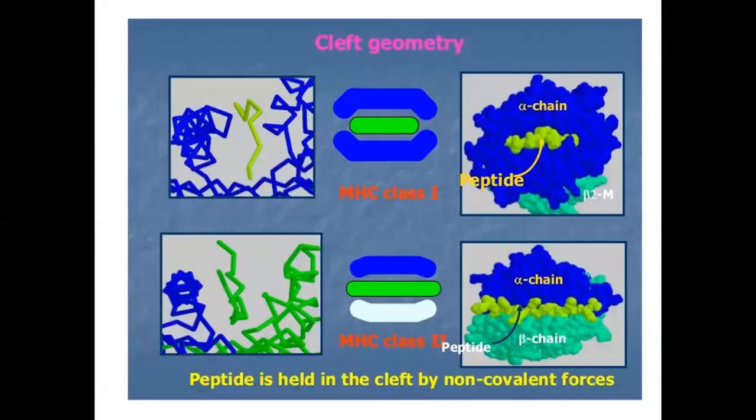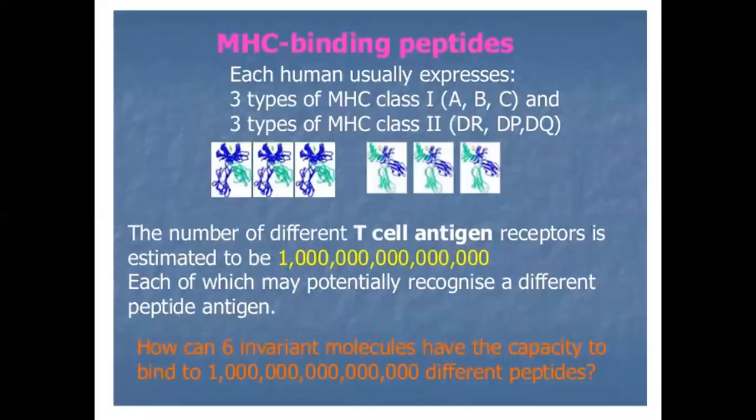This is the cleft geometry. The peptide is held in the cleft by non-covalent forces, just for your understanding. Each human usually expresses 3 types of MHC class 1, that is A, B, C, and 3 types of MHC class 2, DR, DP, and DQ. The number of different T cell antigen receptors is estimated to be this number, each of which may potentially recognize a different peptide antigen.